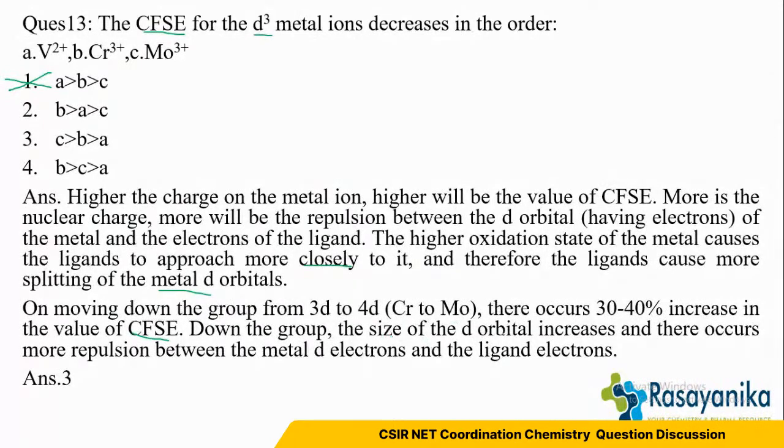So in 4d, the size of the d orbital increases, and there occurs more repulsion between the metal d electrons and the ligand electrons. Okay? Because of this repulsion, the gap, delta naught, basically increases on moving from chromium to molybdenum to tungsten. So the answer will be C, B, and A. The third option will be the correct one, right?